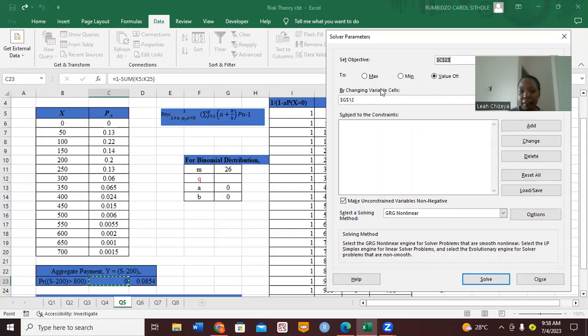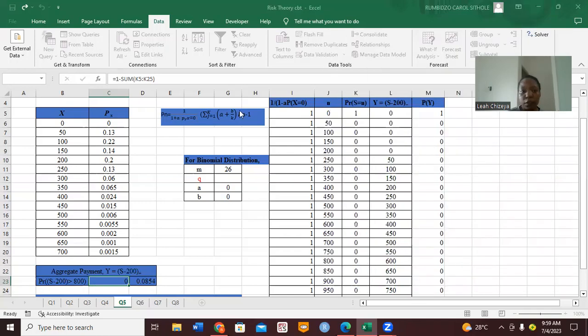Then for by changing variable cells, the cell that we're changing is G12, which is the Q that we're looking for. So the variable cell is the cell that you're looking for. You can set up constraints if you want, for example, you can say Q is greater than 0, because we know Q is a probability of success, so it can only be between 0 and 1. But here I didn't. Here you select the solving method. This is a nonlinear equation, so this is why I used nonlinear. If it's linear, you can use linear, and we have other options here. Then you click Solve.